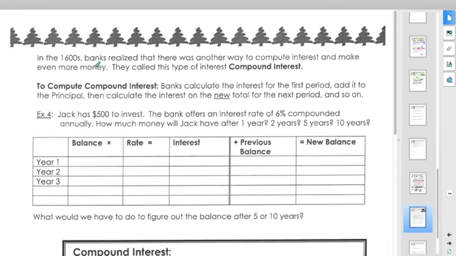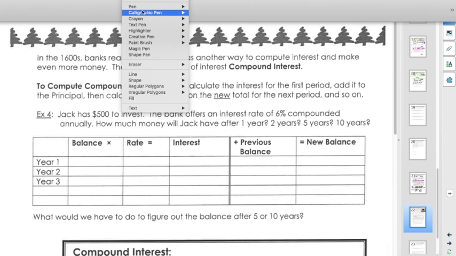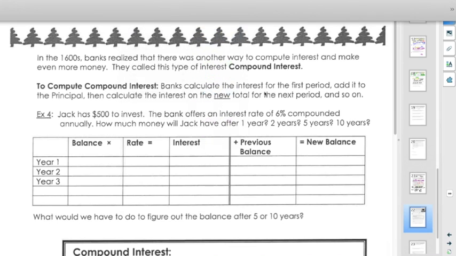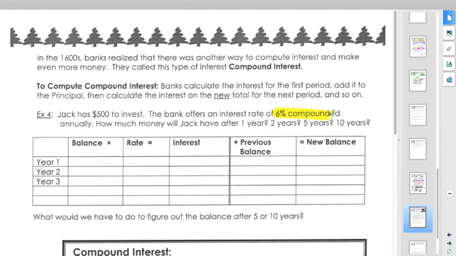And what does that mean? Let's take a look at exercise 4. So Jack has $500 to invest. The bank is offering him an interest rate of 6% compounded annually. Gotta be sure we know what we're working with. Compounded annually, that means it's a compound interest rate. How much money will Jack have after 1 year, 2 years, 3 years, 5 years, and 10 years?